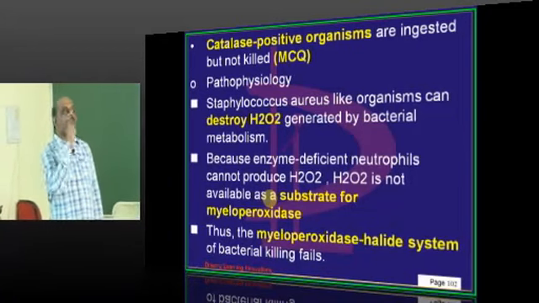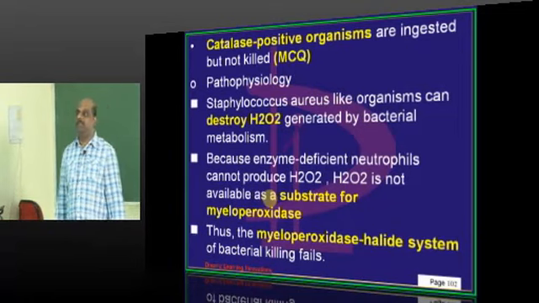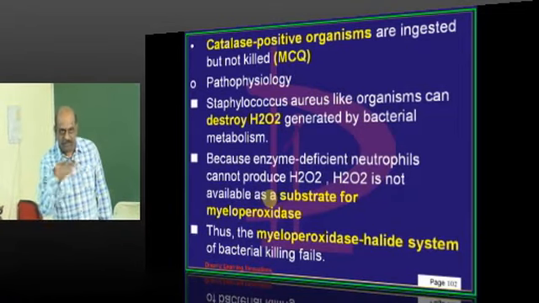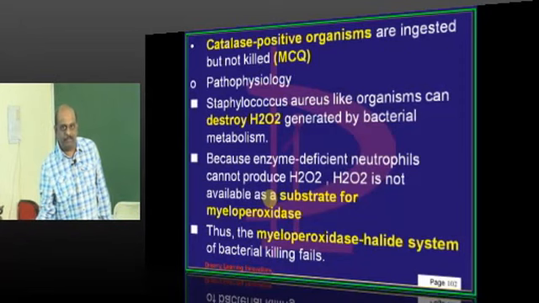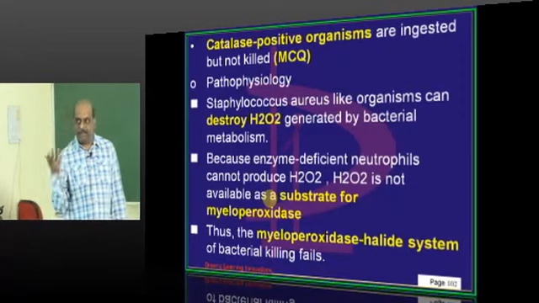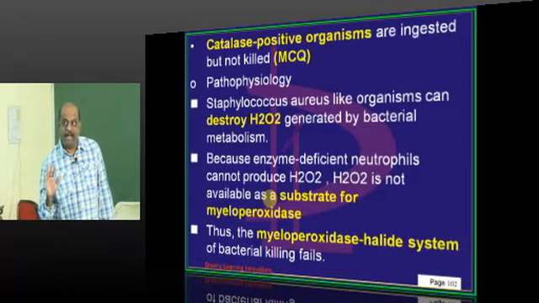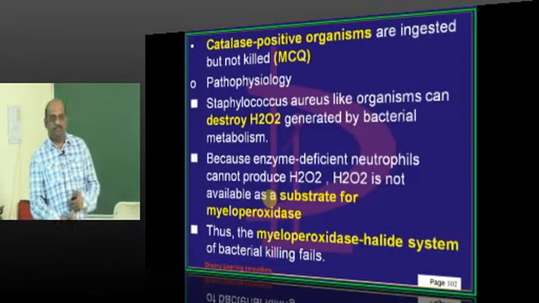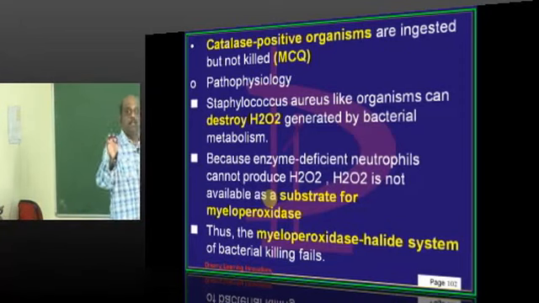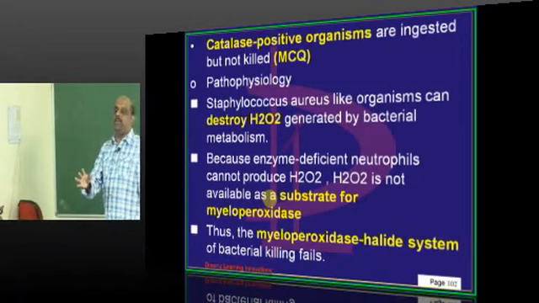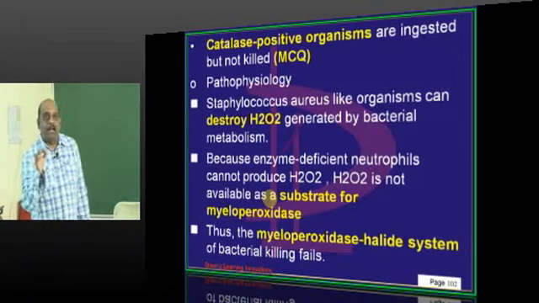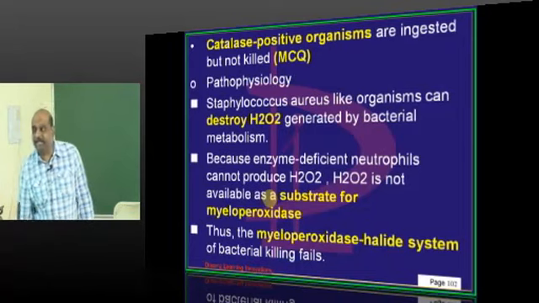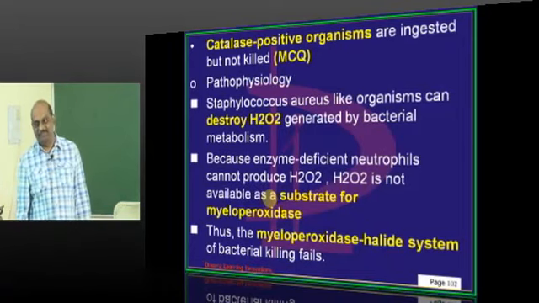Now comes one of the very important questions of the examiner. You have studied in microbiology catalase positive organisms and catalase negative. Staphylococcus is an example of catalase positive. Streptococcus is catalase negative. So the examiner will ask a question. A patient of chronic granulomatous disease, can't he handle catalase positive organisms or catalase negative organisms, is the favorite question. Let us see.